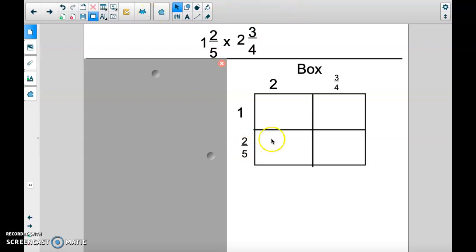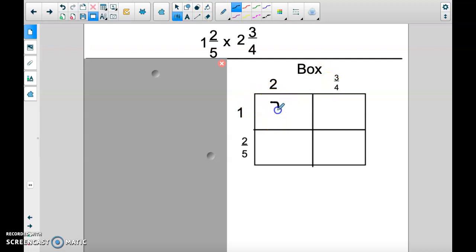So if we think about the box before, we had this top part, right? Or I guess technically it's this bottom part. So it's like 2/5 times 2 and 3/4. We've already been doing that. So now we're just making it 1 and 2/5. So now we just make the box like this. But literally, guys, every step is exactly the same.